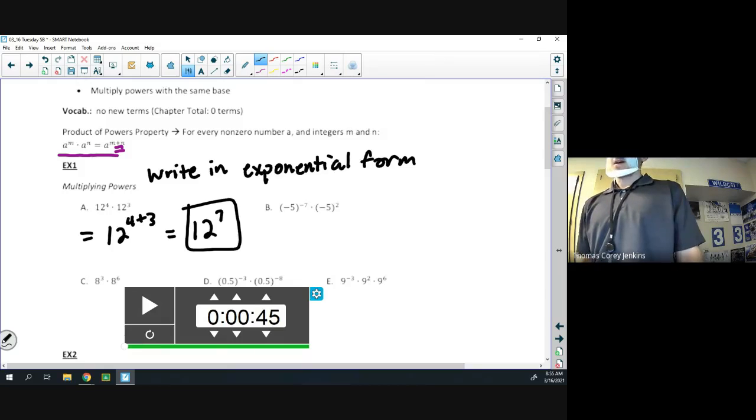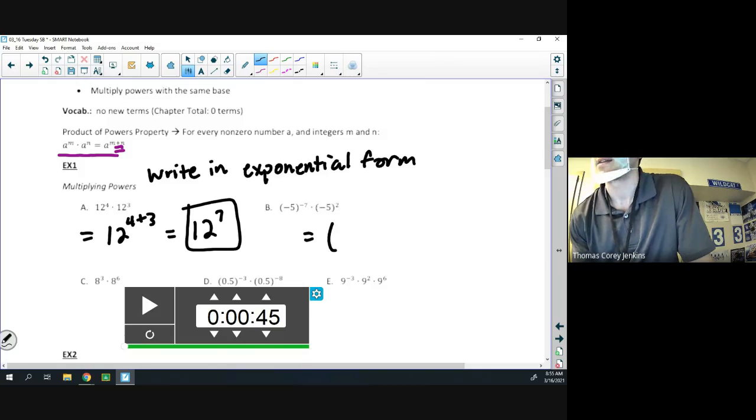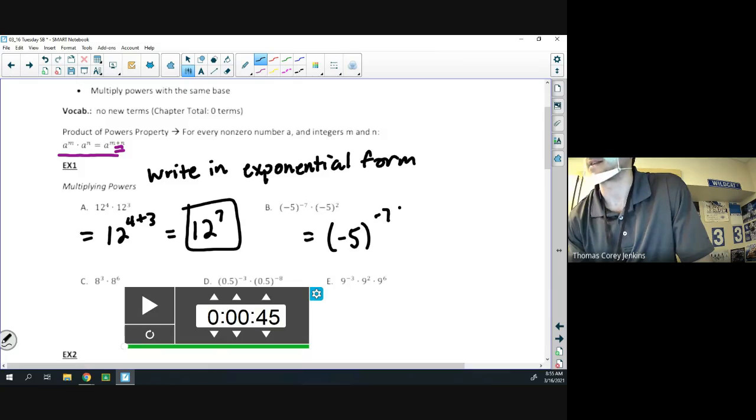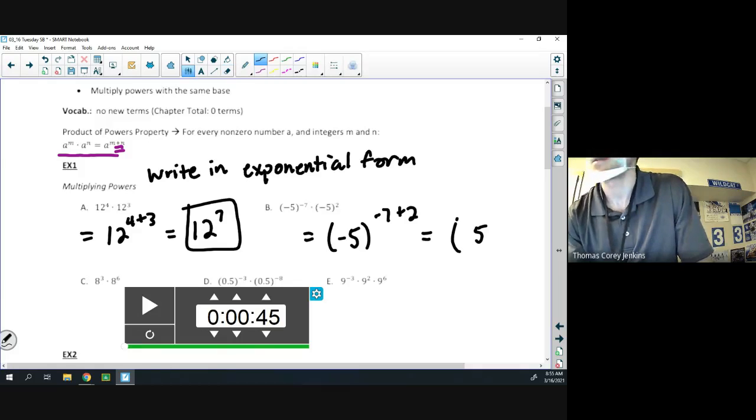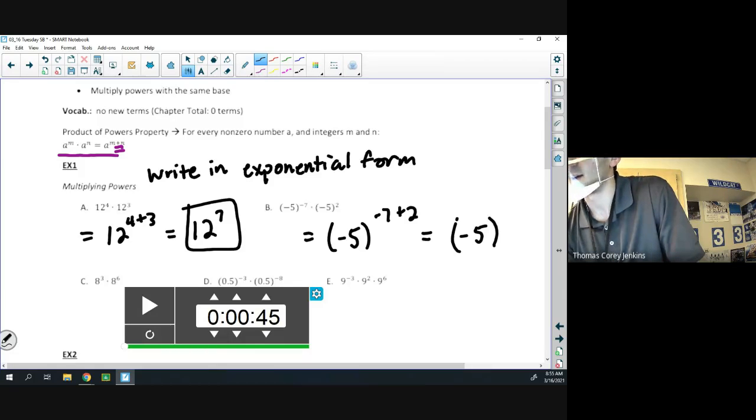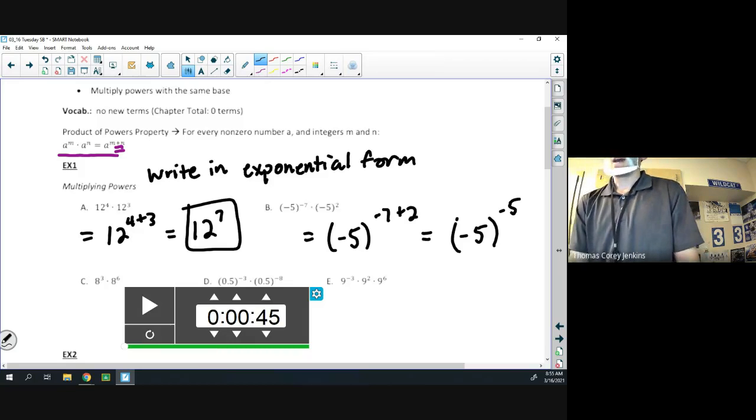All right, and then the next one, we didn't see a whole lot of this on the DMR, where we had a negative exponent and a positive exponent, but you want to just do the same thing. So we're going to take -5, which is my base, and then add those exponents. So -7 plus 2. So that's going to give me overall -5 to the power of, sorry, I wrote that a little wonky. Try that again. -5 to the power of -5. And then you would want to clean that up because it's got a negative exponent.